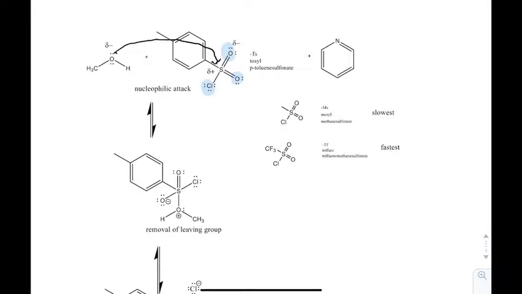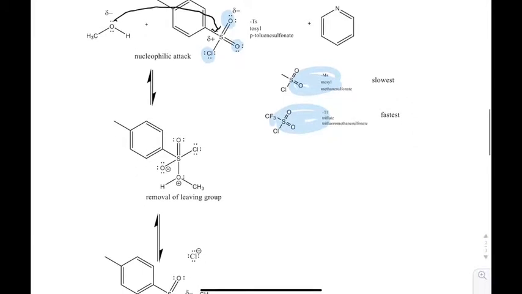This example we use is a tosyl group. Other examples of the sulfonate esters are the mesyl groups and the triflate groups. So after the nucleophilic attack, the pi bond here will resonate up to one of the oxygens, as can be seen here.